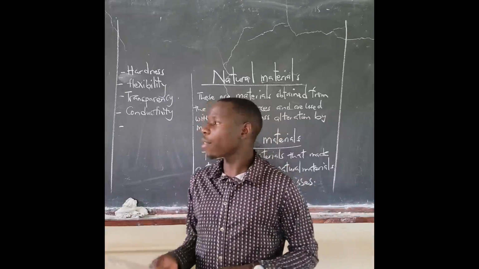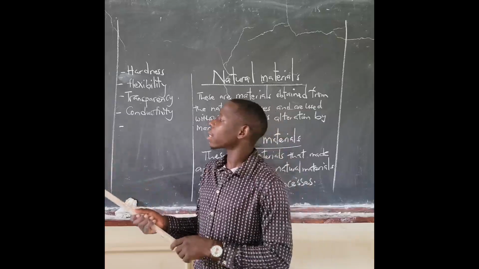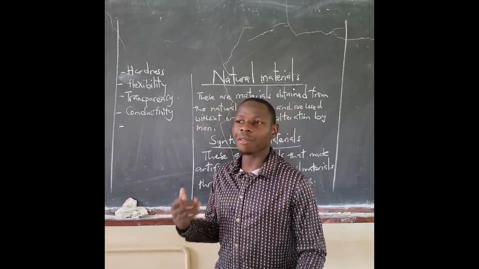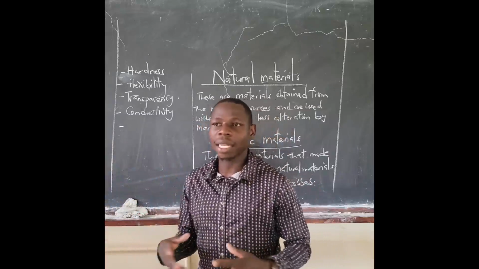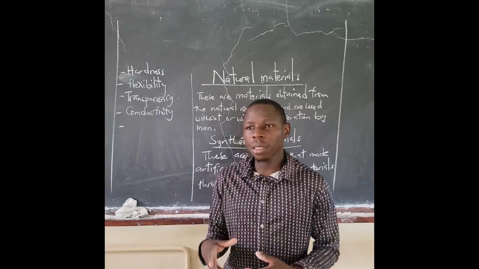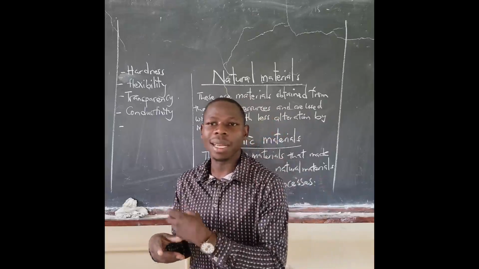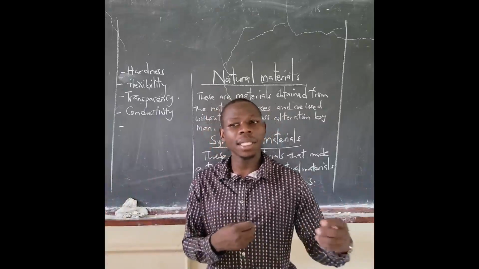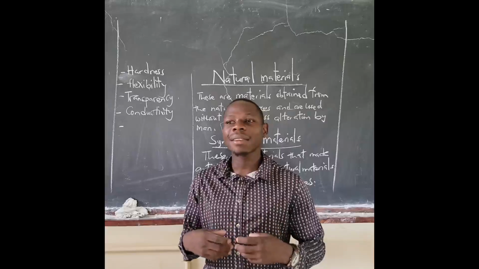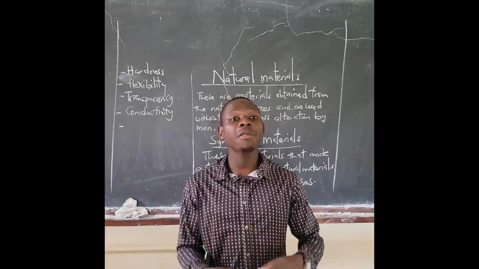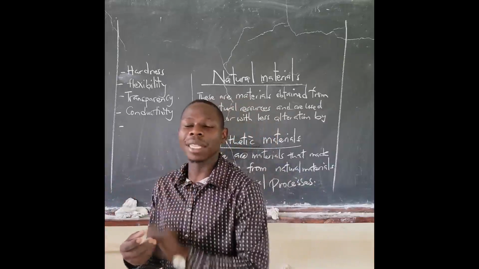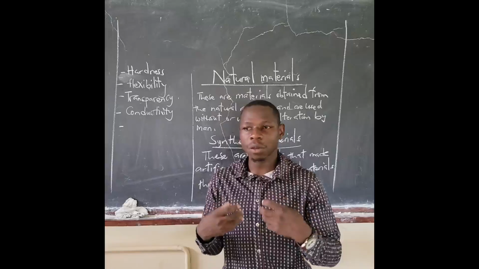So today we have learned about what materials are and the classification of materials. We have known what materials are and what objects are. We have known the two types of materials, that is synthetic and natural. We have known that natural materials are obtained from the natural environment, and we can use them directly the way they are, or we can do some little alteration to make them suit what we need.